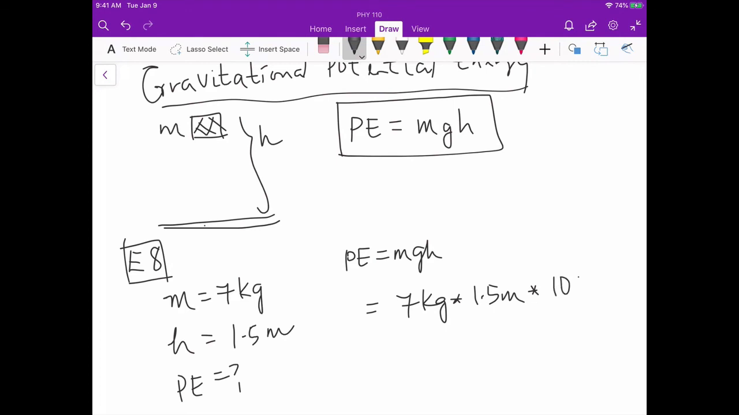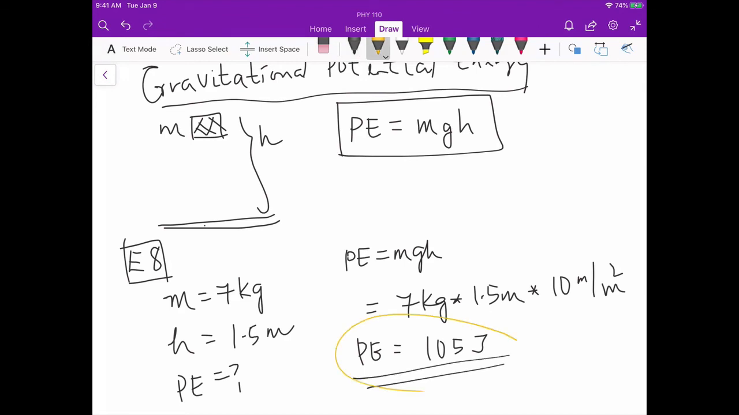Gravity is 10 meters per second squared. Then your potential energy will be 105 joules. Yep, that's true. That's correct.